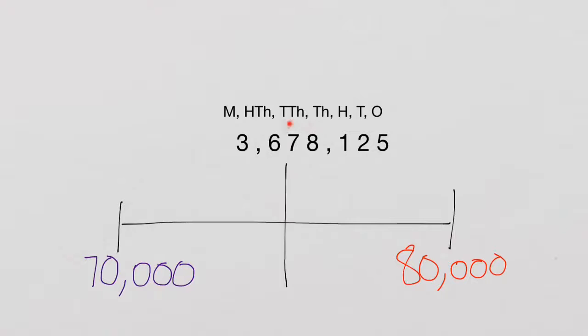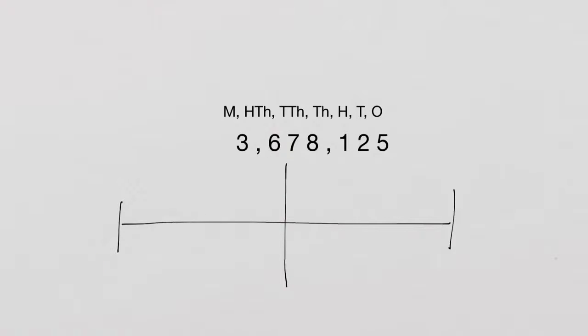We need to put 78,125 onto this number line. Well, 78,000 is more than 75,000, probably somewhere here. And so we just say, well, which one's the nearest? 80,000. So if rounding this number here, 3,678,125 to the nearest 10,000, it would be 3,680,000.